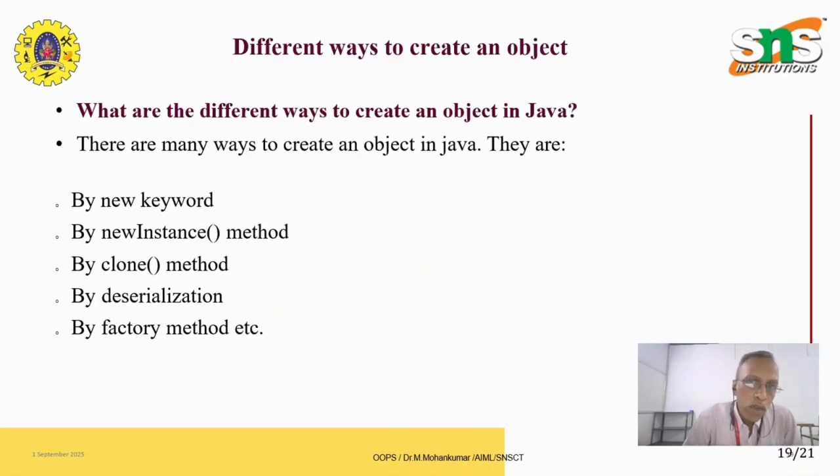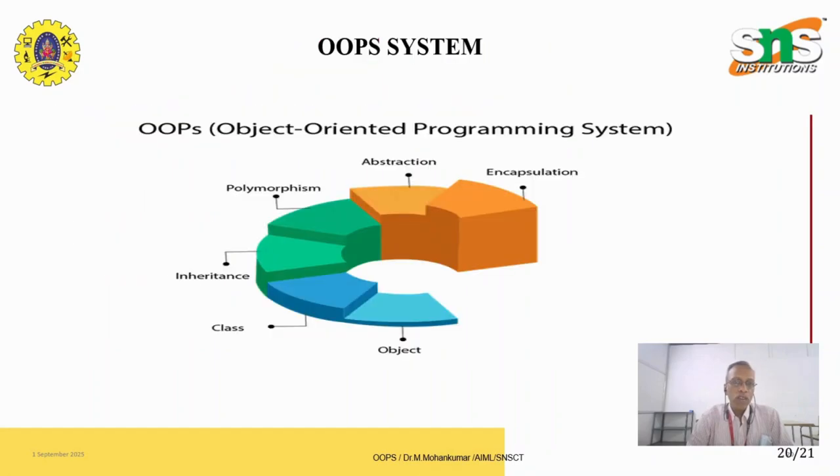That is a different way to create an object. Here we have different approaches to create an object. By the new keyword it is possible, then by the newInstance method it is possible to create an object, then by the cloning method also it is possible, then by deserialization and by factory method, etc. These are the major five approaches we use to create an object in Java.